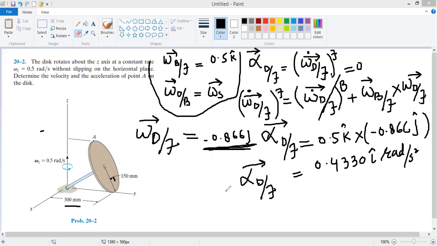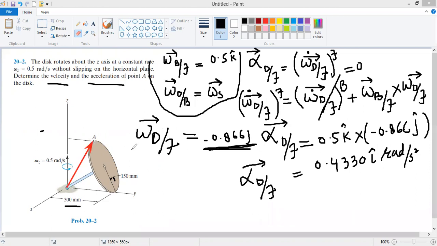Now the question says calculate the velocity and acceleration of point A. So let's calculate the velocity. These are very simple steps we can now perform. Let me write the expression here. We know the velocity of point A. In order to find the velocity of point A, what we have been doing is drawing a vector from this point to point A. Sorry, undo.